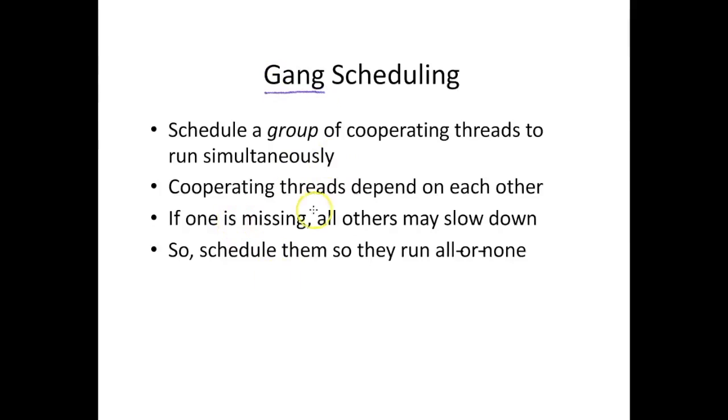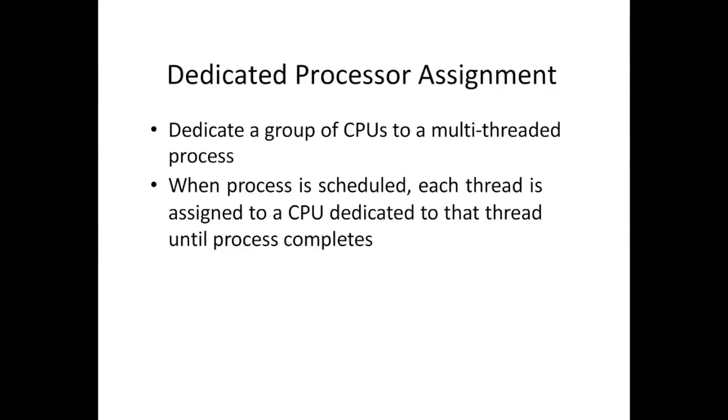In this case, the cooperating threads depend on each other. So in that case, either run all or none. That means as long as all threads can be assigned to CPUs, then they are assigned. Otherwise, they wait until the available number of CPUs can hold this group of cooperating threads to be scheduled. Otherwise, just all or none, right? This technique is known as gang scheduling.